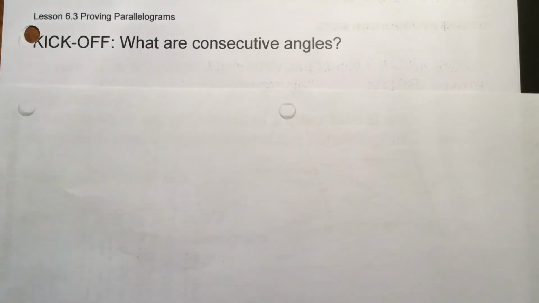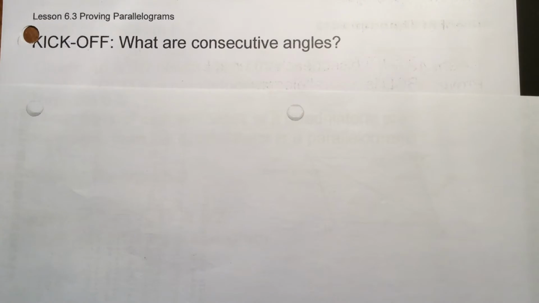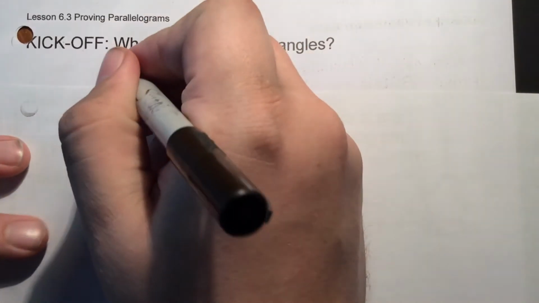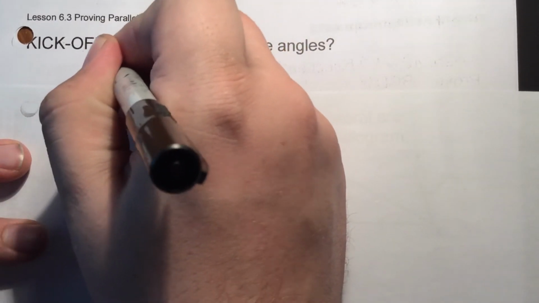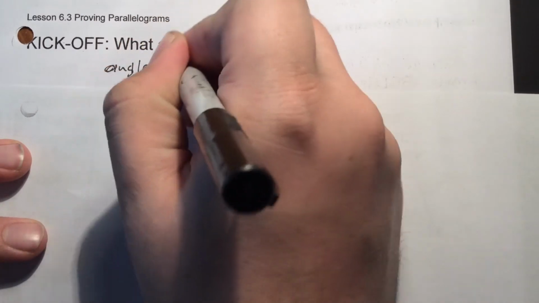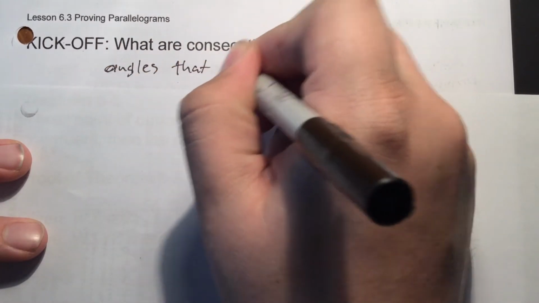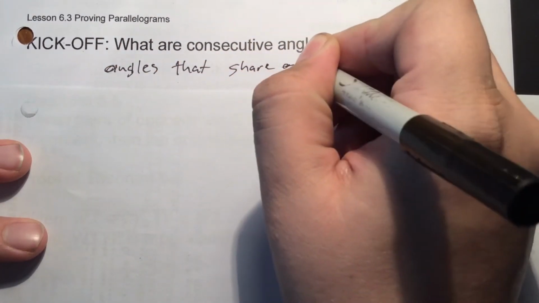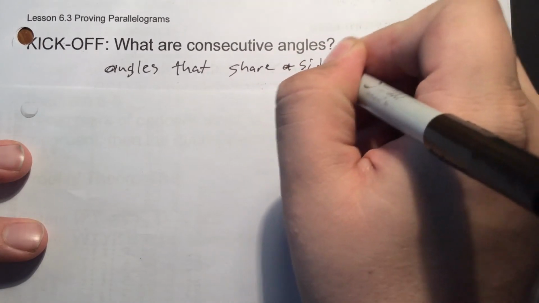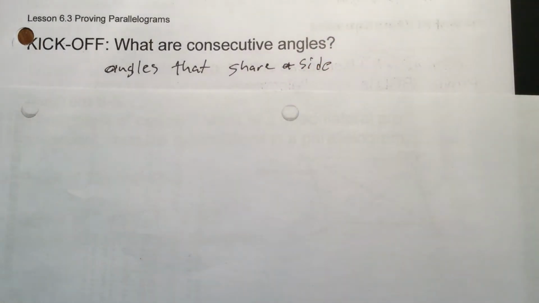So, today, proving parallelograms. Starting with a kickoff of what is consecutive angles. Consecutive angles are just angles that share a side. So as you go around the shape, the angles that touch the same side, the one next to it in order, would be a consecutive angle.